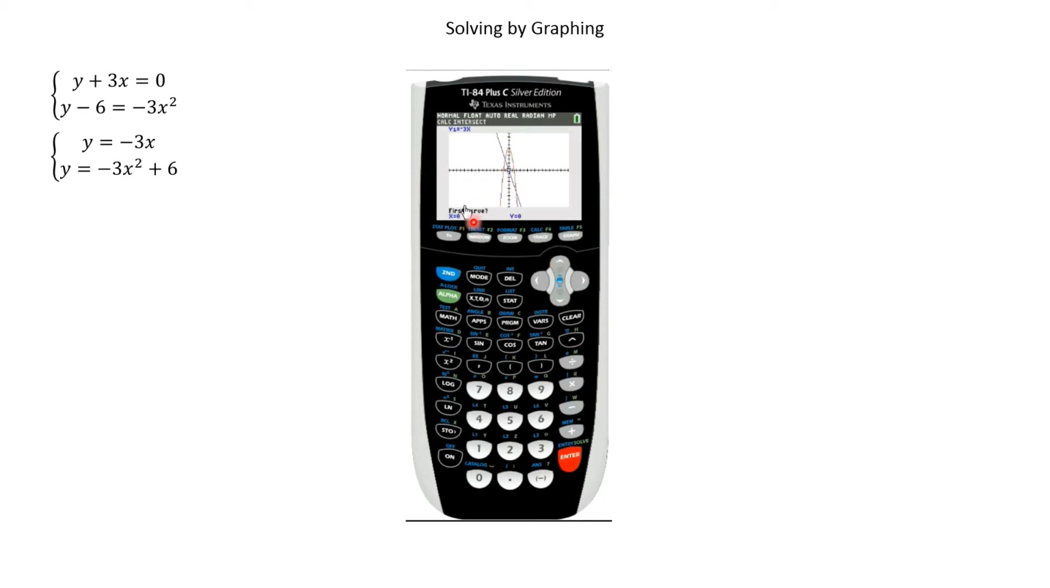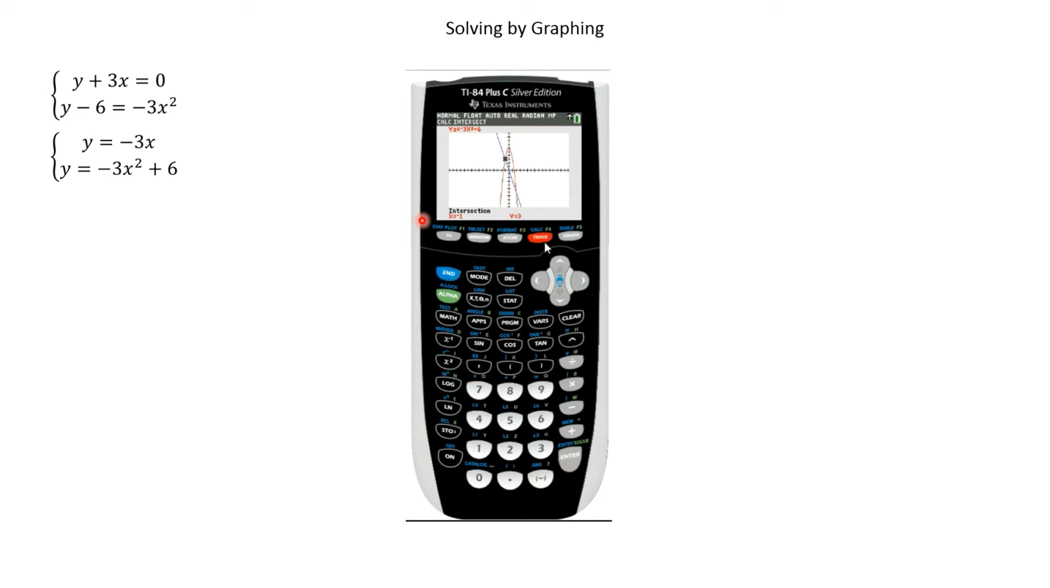It's going to ask some questions. First one's going to ask about the first curve. It's on one of them, so enter. It asks for the second curve. Notice it jumped up to the other one. Enter. And then a guess. Just put it kind of close. This is how we can tell it which intersection point we want. Hit enter. Hey, -1, 3 is our first intersection point.